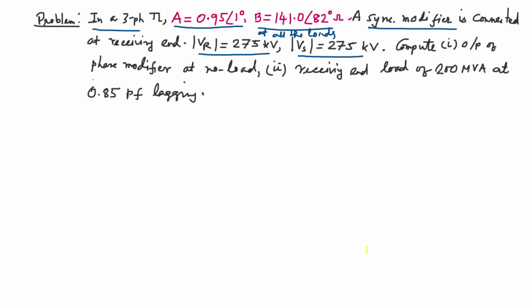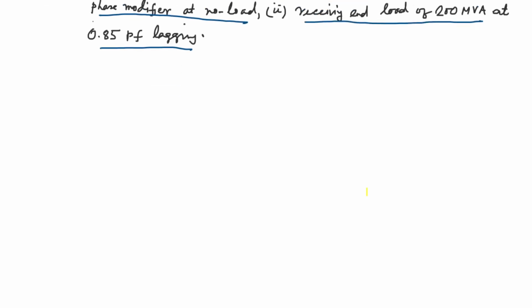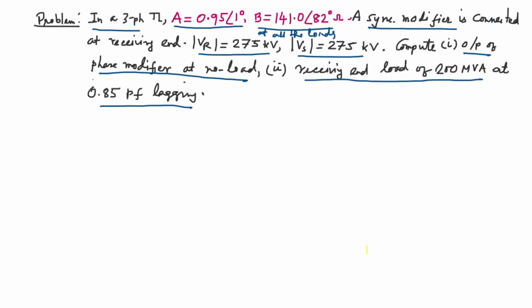Now you need to compute two things. First of all, the output of this phase modifier when no load is connected. Secondly, we have a load of 200 MVA at 0.85 power factor. So let us solve this problem. We require some data. We shall first compute the radius of the circle.